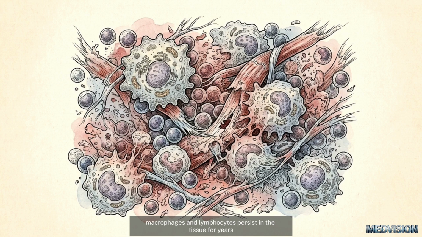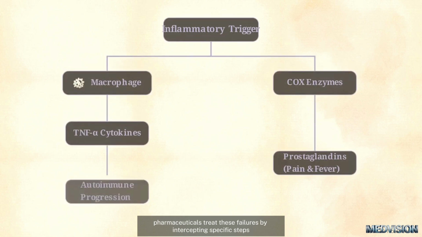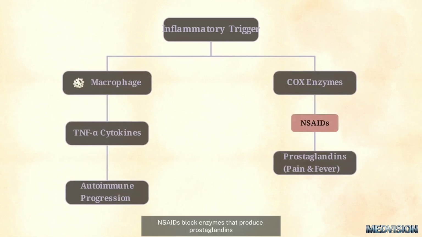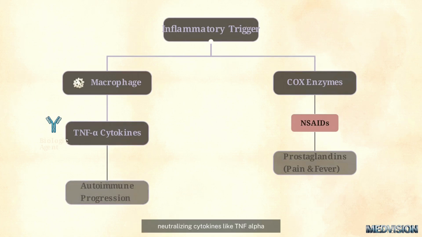Macrophages and lymphocytes persist in the tissue for years, causing ongoing destruction and failed repair cycles. Pharmaceuticals treat these failures by intercepting specific steps. NSAIDs block enzymes that produce prostaglandins, stopping pain signals at the source. Biologic agents provide greater precision, neutralizing cytokines like TNF-alpha to halt autoimmune disease progression.